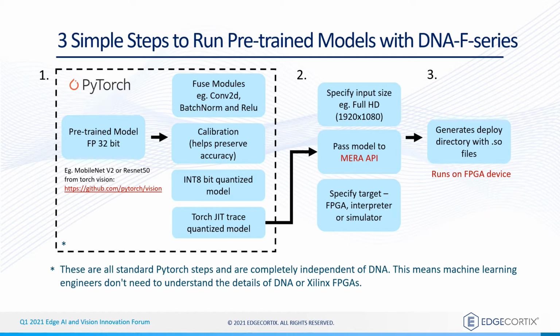In step 2, we specify the input data resolution and pass the quantized model to the MERA API. We also specify the target for deployment, which can be the built-in interpreter, or the simulator, or the actual FPGA hardware. This generates the executable .so files, and finally in step 3, we can directly execute these files on the FPGA device running the DNA-F-series AI engine. The end application calling these files can be written either in Python or C++. Let's now look at a few demos of running DNA-F200 on the ALVEO U50 FPGA.